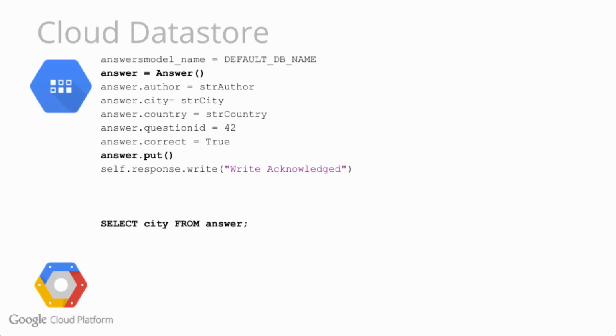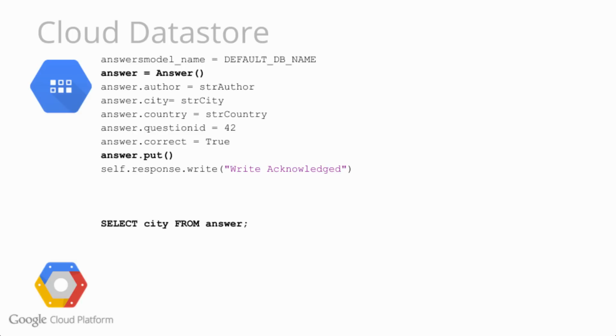You can retrieve your object easily in a variety of ways, including a SQL-like language called GQL. Here you can see an example where I have a model that I called Answers, and the answer can have a number of attributes such as the author, city, or country, and I simply just set these attributes and then put my answer into data store. GQL looks a lot like SQL, and as you can see here, I have a query that says select city from answer, where I can just take a look at all of the cities that I have answers for.